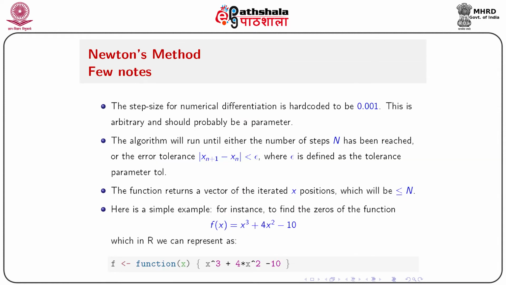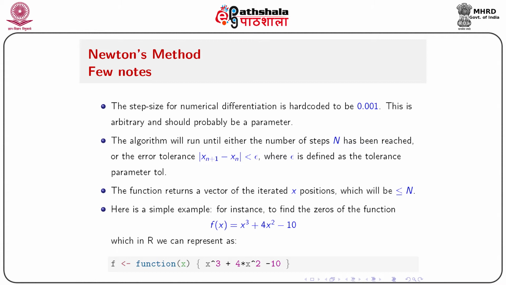The step size of numerical differentiation is hard coded to be 0.001. This is arbitrary and should probably be a parameter. The algorithm will run until either the number of steps n has been reached, or the error tolerance is met, that is, xn plus 1 minus xn is less than epsilon, where epsilon is defined as the tolerance parameter, that is TOL. The function returns a vector of iterated x positions, whose length will be less than or equal to n.